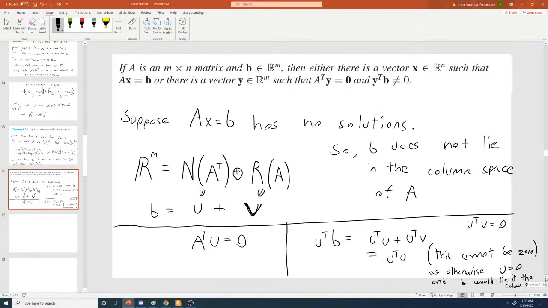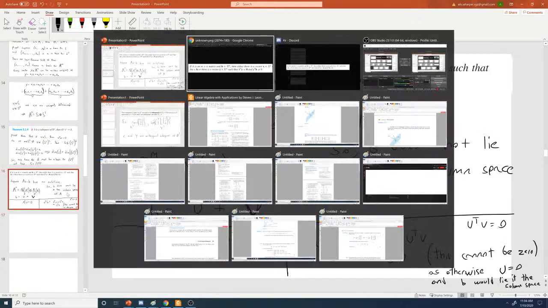So, this shows that there exists a vector y, in this case I'm calling it u, such that A transpose times y is equal to 0, yet when I take the scalar product of y and b, I get something non-zero. And it all just fundamentally relies on this direct sum decomposition. So this is the last of our main theoretical results, so let's do some actual computations.